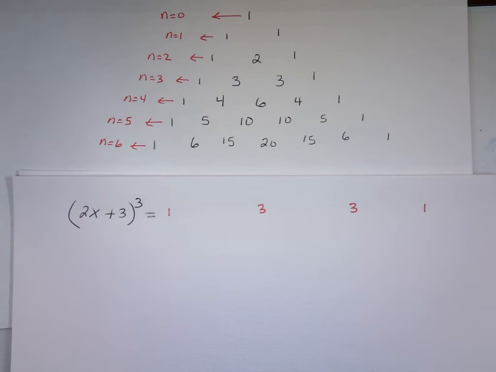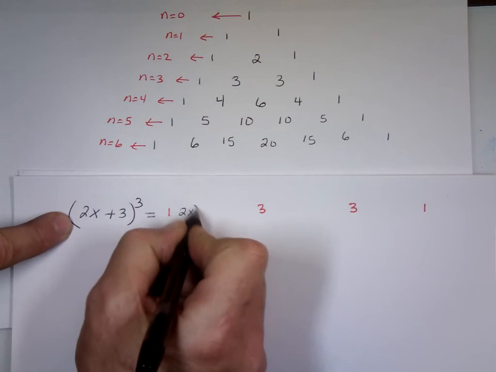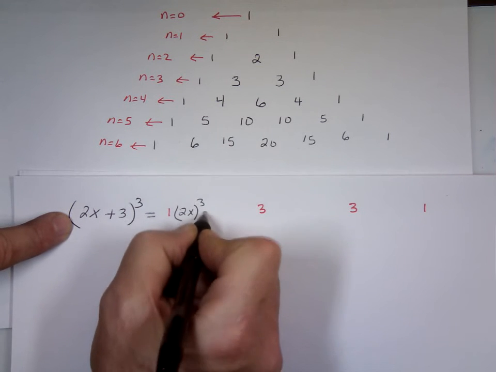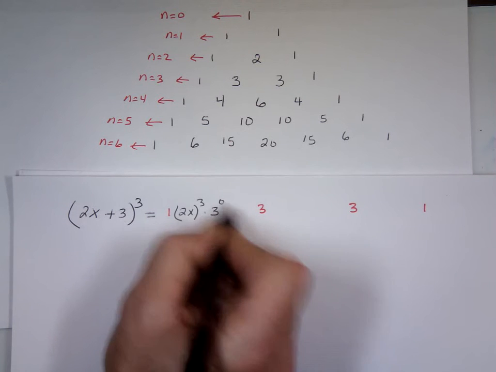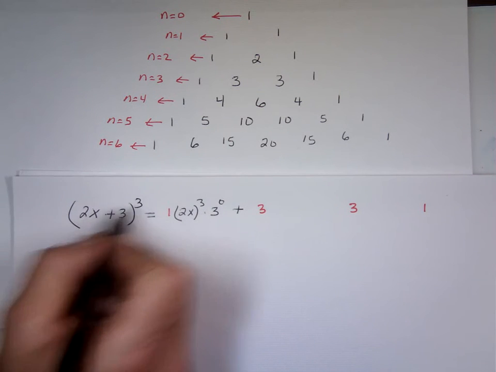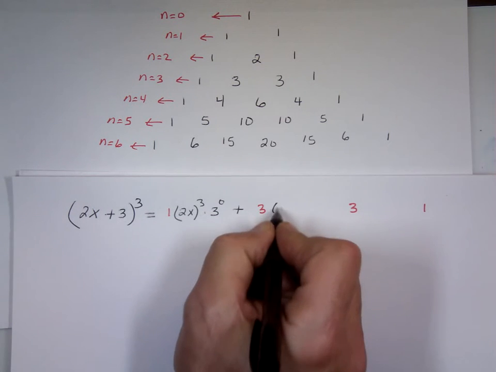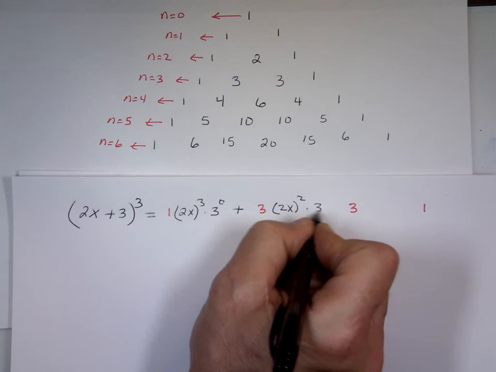Start with the first one. That's the 2x. To what power? 3 times 3 to what power? 0. This one raised to that power, this one raised to 0. After that, decrease the power from the first one by 1 and increase the power of that by 1.